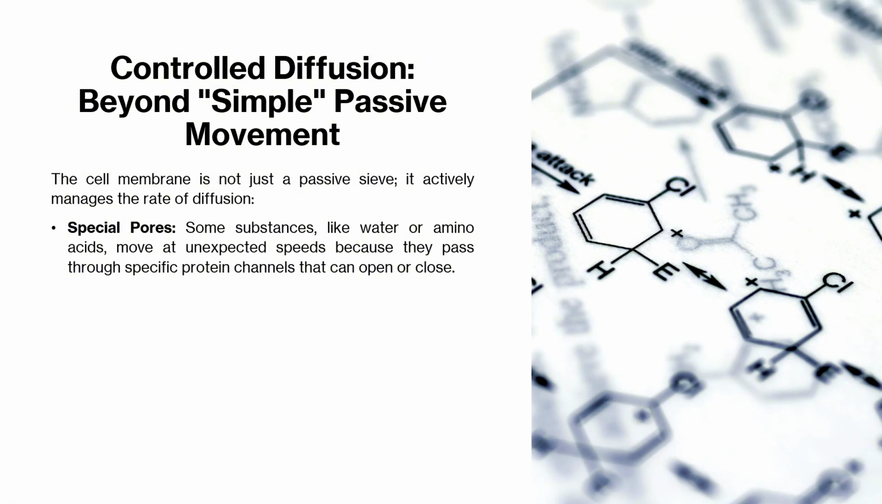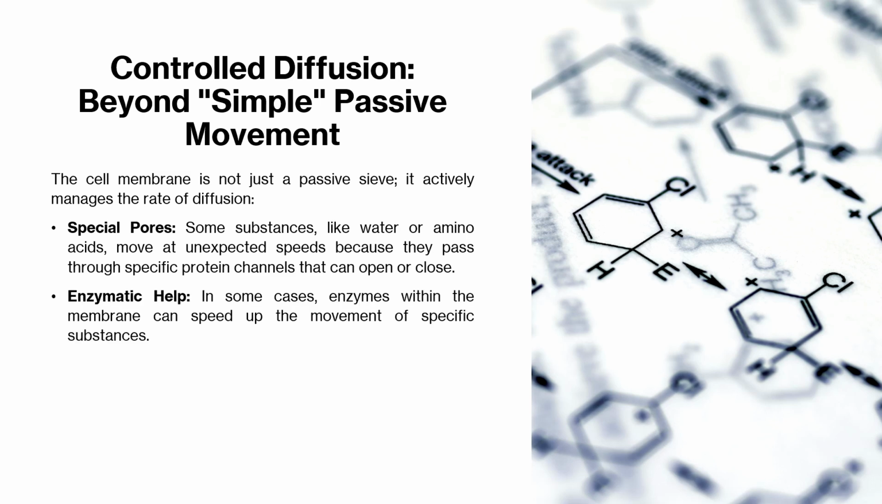First, let's look at special pores. Some molecules like water or amino acids are so important that the cell cannot wait for them to slowly drift through the membrane. Instead, the membrane has specific protein channels. Think of these like express lanes on a highway, and these channels can even open or close depending on what the cell needs at that exact moment. So when they open, the rate of diffusion shoots up instantly.